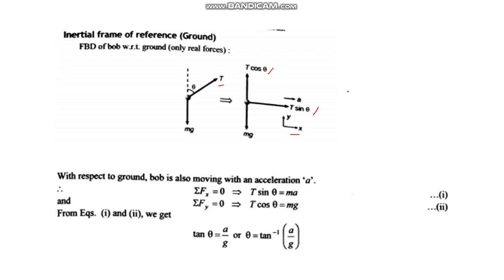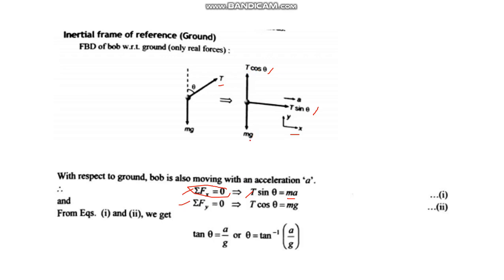So if you apply the equilibrium condition, you know that sigma Fx is equal to 0 and sigma Fy is equal to 0. These are the equilibrium conditions. Here actually the object is moving towards right, so there is a net force, and that net force will be mass into acceleration, and the net force is T sin theta. It's not equal to 0 actually. So there is a net force in the x direction. However, in the y direction it is in equilibrium, sigma Fy is equal to 0.